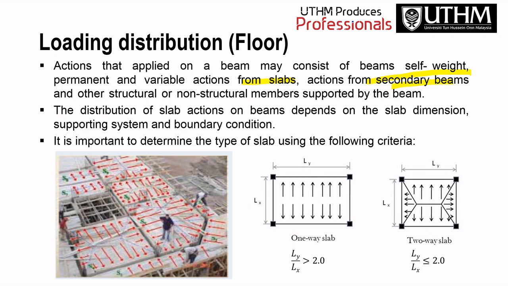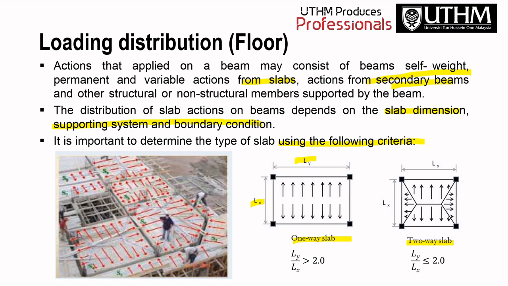The distribution of slab actions on beam depends on the slab dimensions, supporting system and boundary conditions. And it is important to determine the type of slab using the following criteria. Basically we have 2 types of slab, the one-way slab and the two-way slab. So what is the difference? Here we have Ly and also Lx. When we look at an architecture plan, how are we going to decide which is Ly and which is Lx? Ly is the longer edge, and Lx is the shorter edge.